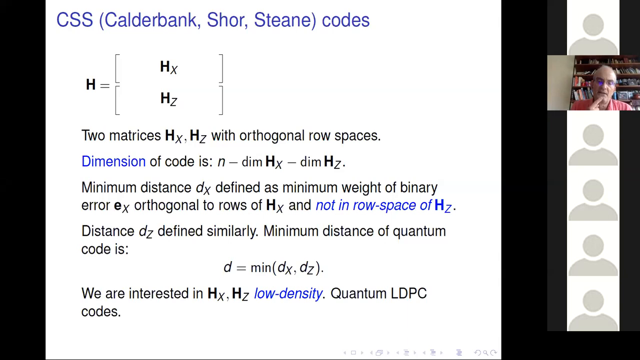And we're interested in the low density case, in LDPC codes. This means that a requirement is that both our matrices HX and HZ need to be low density. And low density in a strong sense will mean we want the number of ones per row to be bounded from above by a constant, essentially, and with a similar requirement for columns.